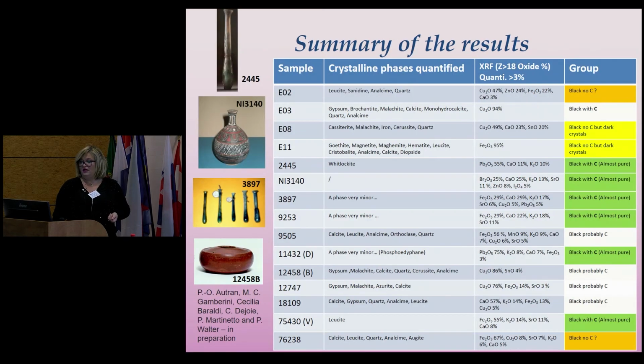So this is just a table of some of the results. In the first column you will see the sample with the inventory number, which is the inventory number of the holder. You can see some pictures of the holder inside, on the other part near the column. Then in the second column is the crystalline phase, the quantification of the crystalline phase. And then the XRF results, the little percentage of the oxides present.